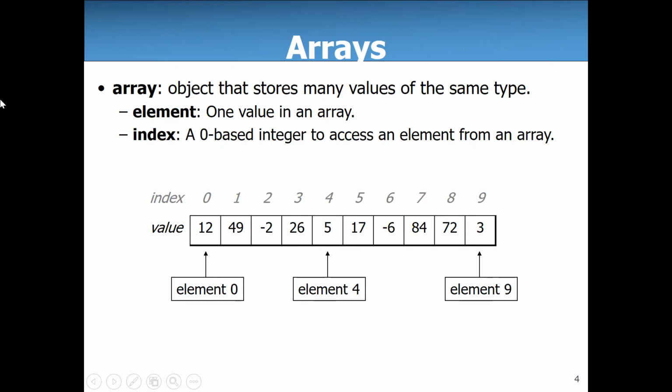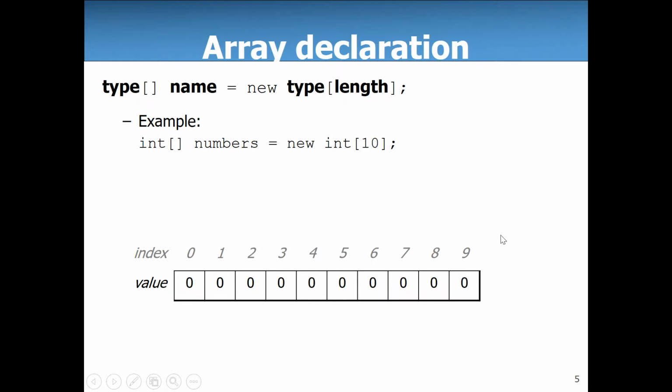Okay, the array is of size 10, and it's got 10 values, 0 through 9 in it. Those are the indices. How do you create an array? Okay, how do we create an array?